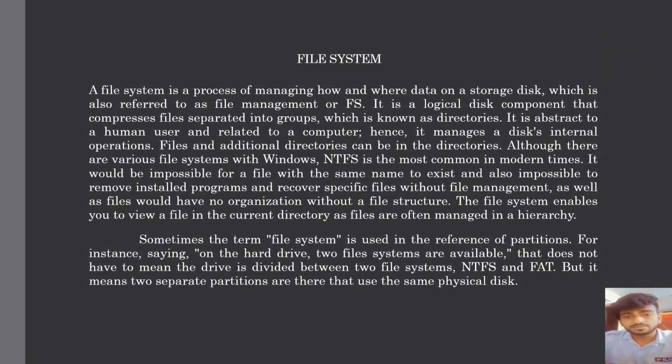This is file system. What is file system? File system is a process of managing how and where data is stored on a storage disk, which is also referred to as file management or FS. It's a logical disk component that compresses files separated into groups, which are known as directories. It's abstract to a human user and related to a computer. It manages a disk's internal operations, and files and additional directories can be in directories.